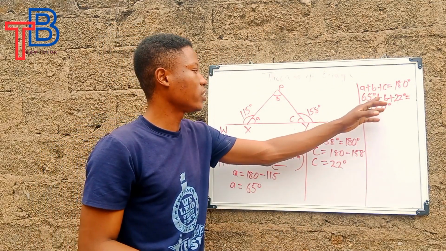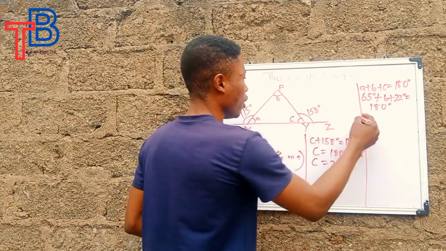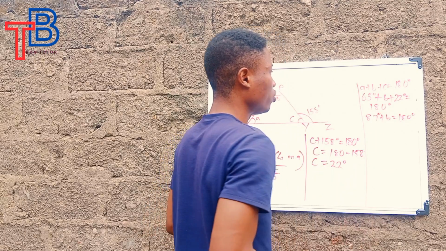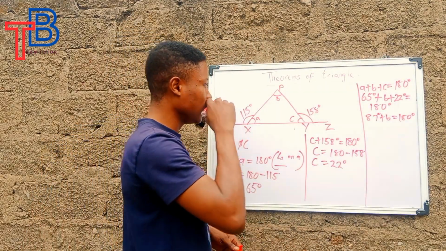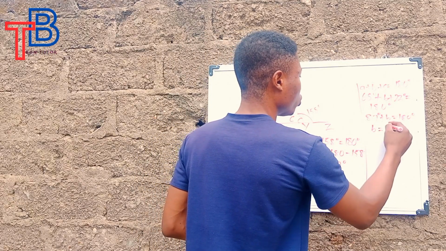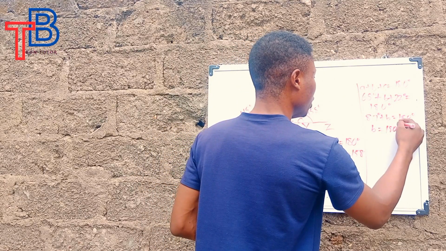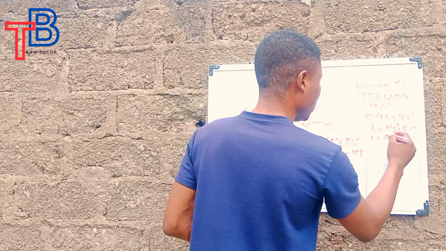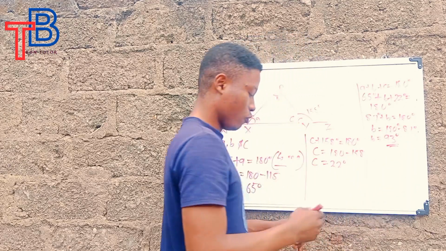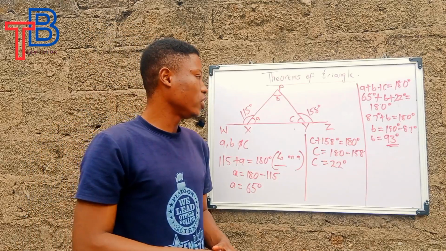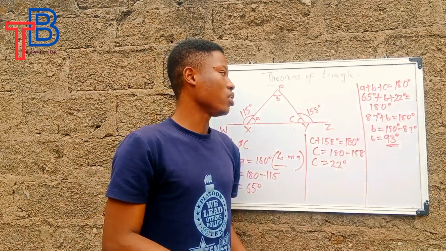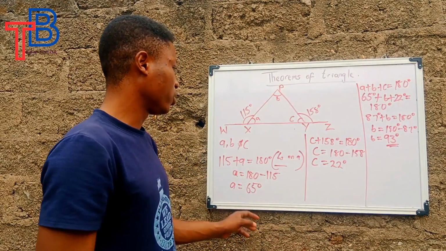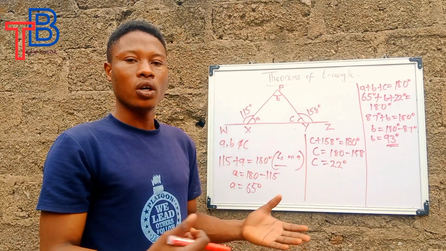So if you have your 65 plus 22, you should have 87 plus B equals 180 degree. That is 87 degree plus B equals 180 degree. And you have your B to be equals to 180 minus 87 degree. And your B should be 93 degree. And for you to test if your answers are correct, you can just add your A plus B plus C, and your answer should be 180. That is, your 93 plus 22 plus 65, and everything should give you 180.